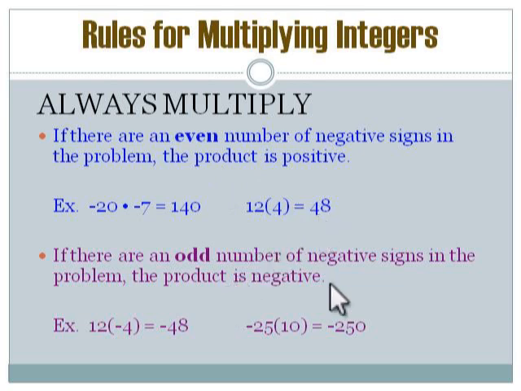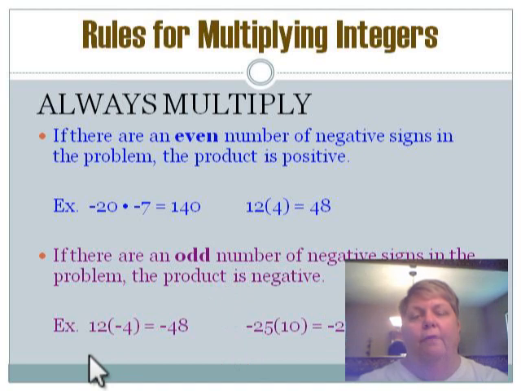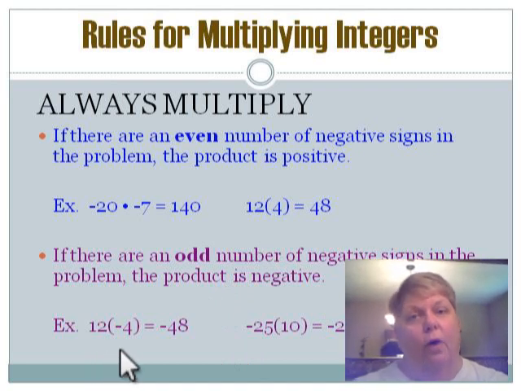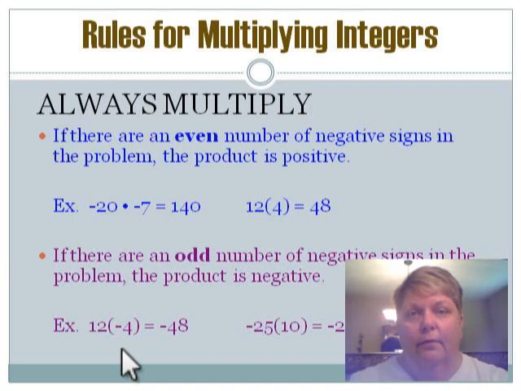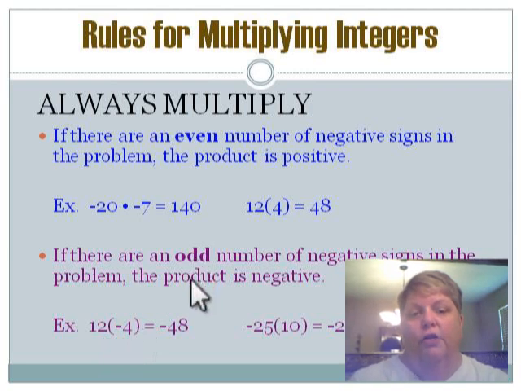Okay, if we have an odd number of negative signs. In our first example, we have one negative, negative 4. 12 times 4 is 48, because we always multiply. But deciding whether our answer is a negative or positive is our job. So we have one negative number. That's an odd number. So that's why our answer will also be negative.